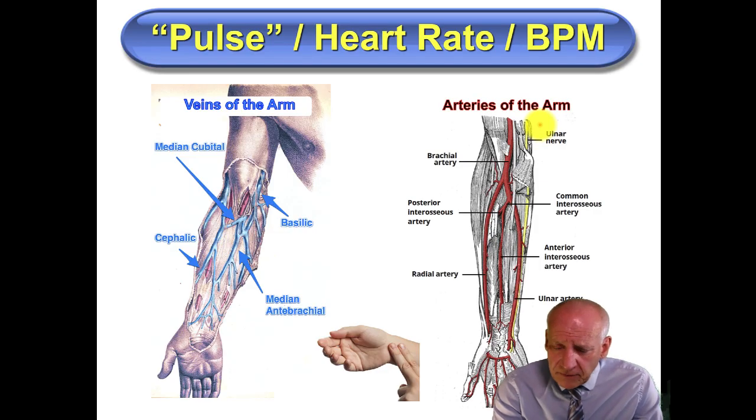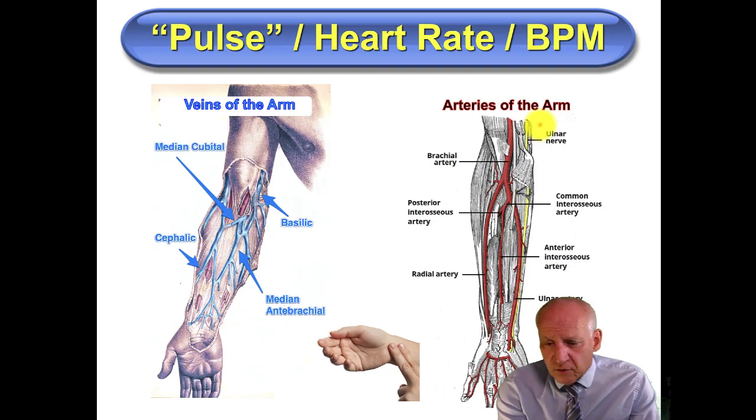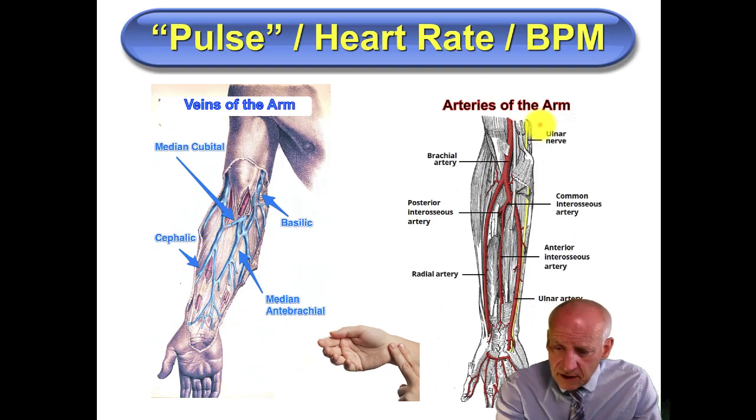And if we are palpating the wrist nearest the thumb, on the thumb side, what we are feeling is the arterial pulse from the radial artery. If we're palpating the wrist on the little finger side, we are palpating the ulnar arterial pressure wave.